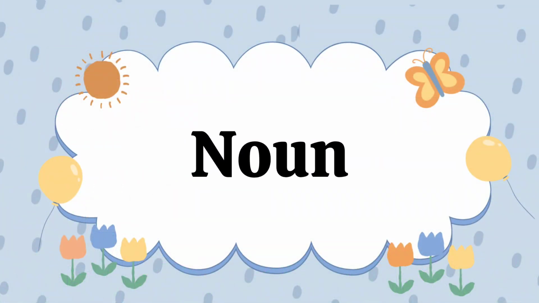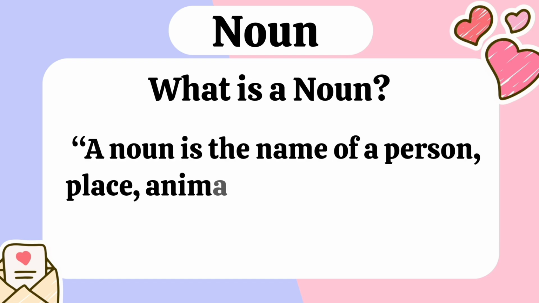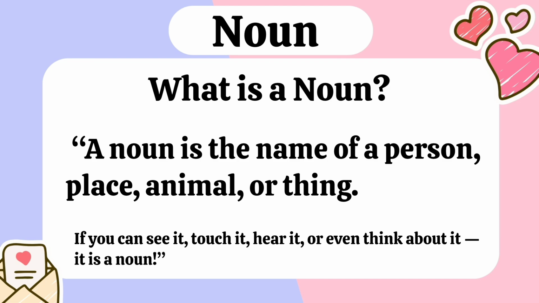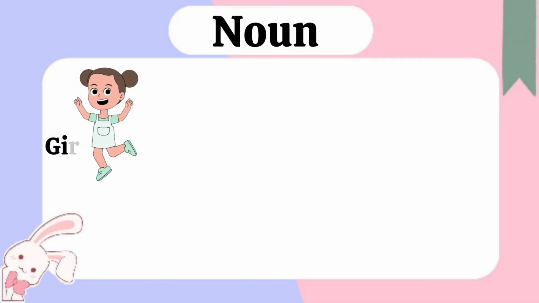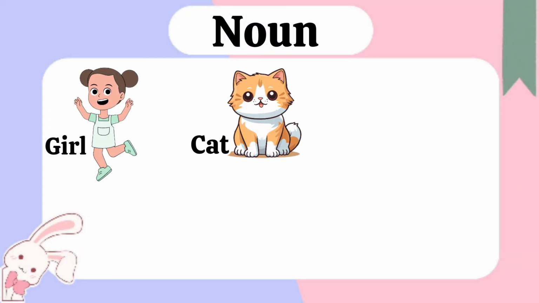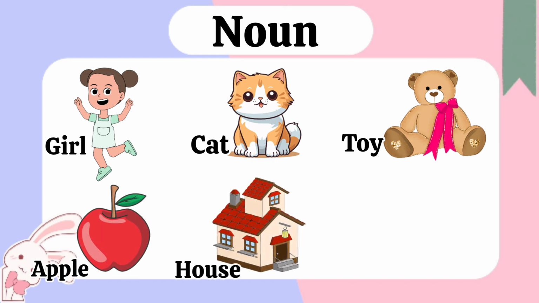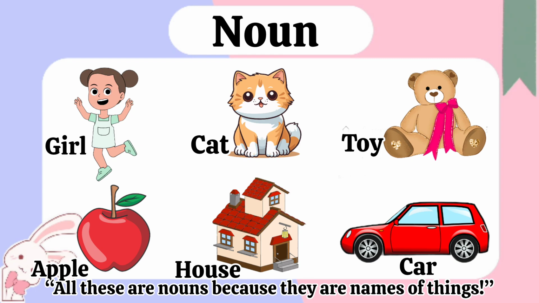Noun. What is a noun? A noun is the name of a person, place, animal, or thing. If you can see it, touch it, hear it, or even think about it, it is a noun. Examples like girl, cat, toy, apple, house, car. All these are nouns because they are names of things.